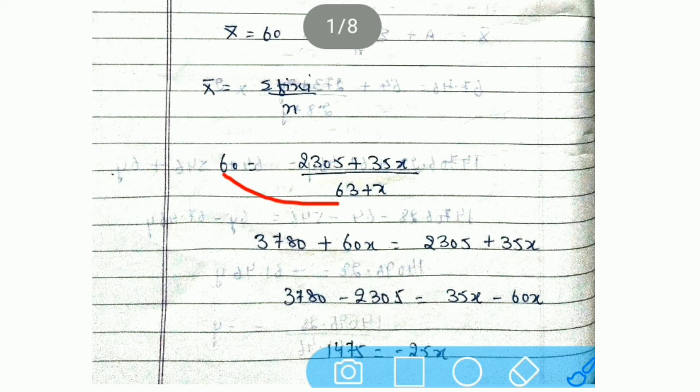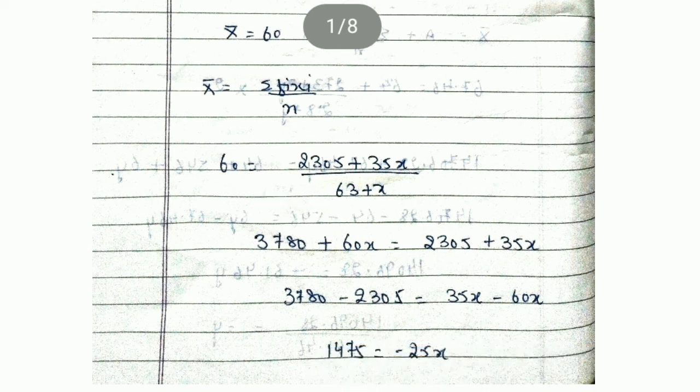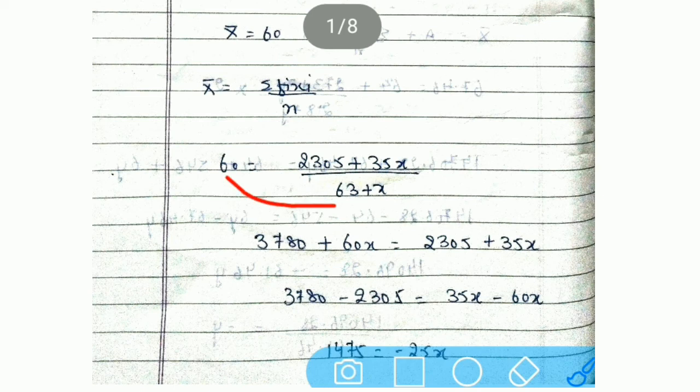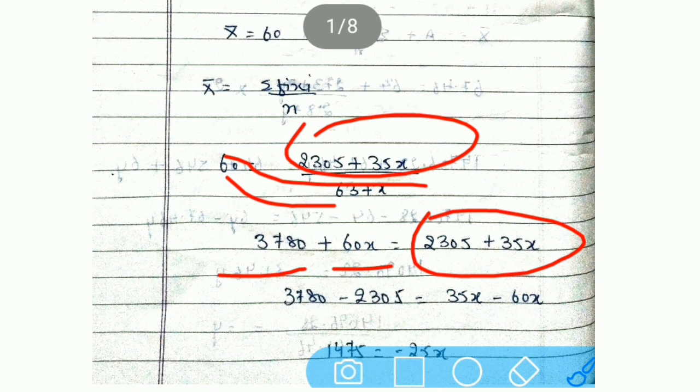Now this equation is in division. If we take it to the other side, it will be in multiplication. So how do we have to multiply it? Firstly with the 63. 60 into 63 is going to give us the answer 3780. Again 60 into x, so the answer is 60x. So 3780 plus 60x equals, and the right hand side is put as it is. We have to place it as it was given.